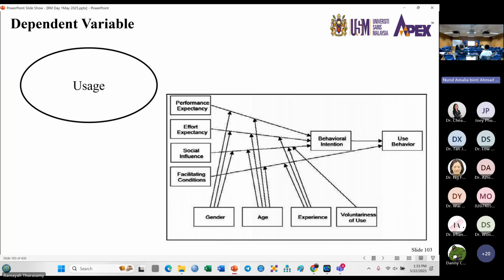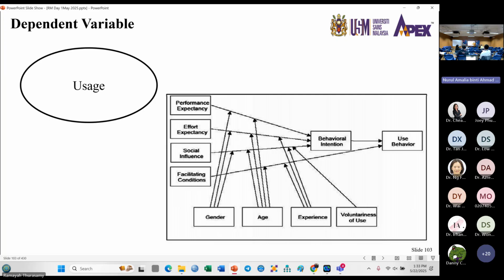And this one is an important variable because in some jobs you have no choice. You need to use the technology. In some other job positions, you don't have to. So that's why they added voluntariness. So when they move to the next theory called UTAUT2, this variable is not there.